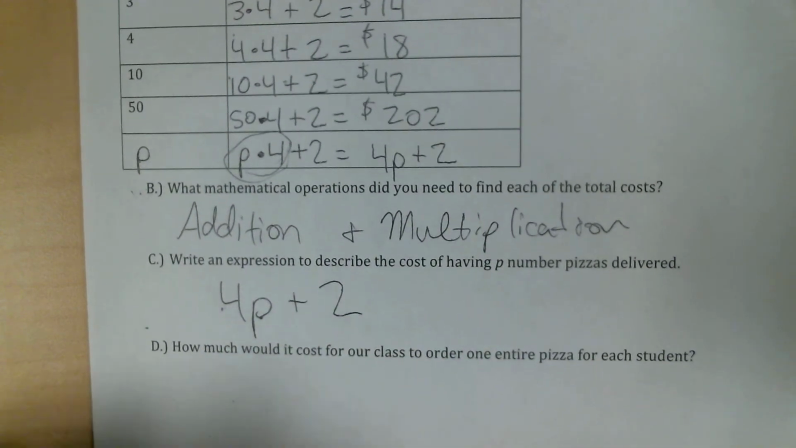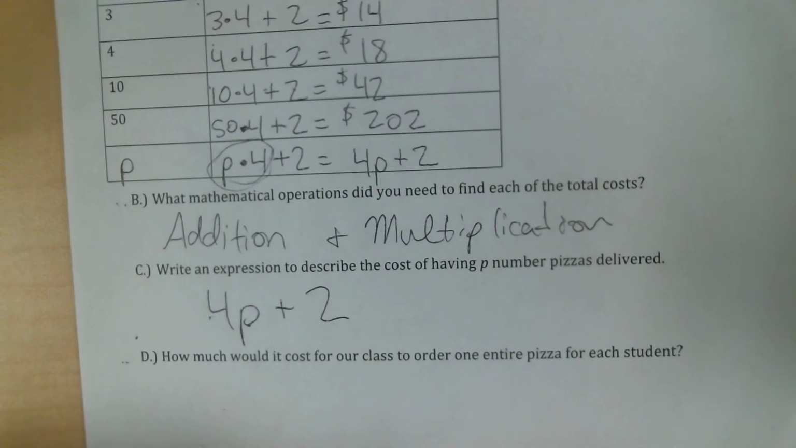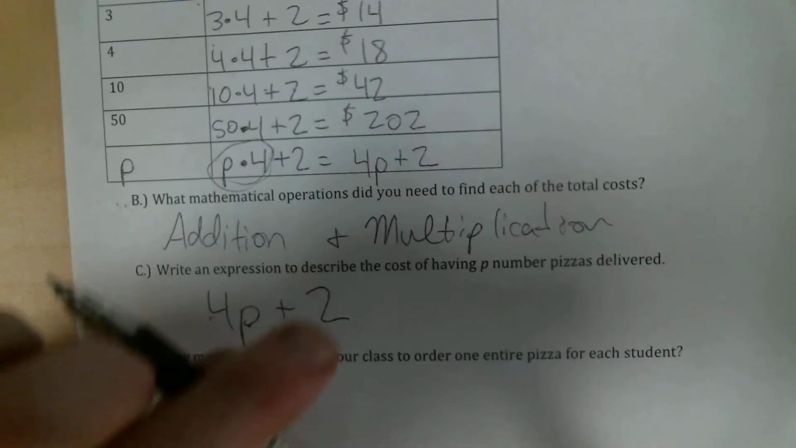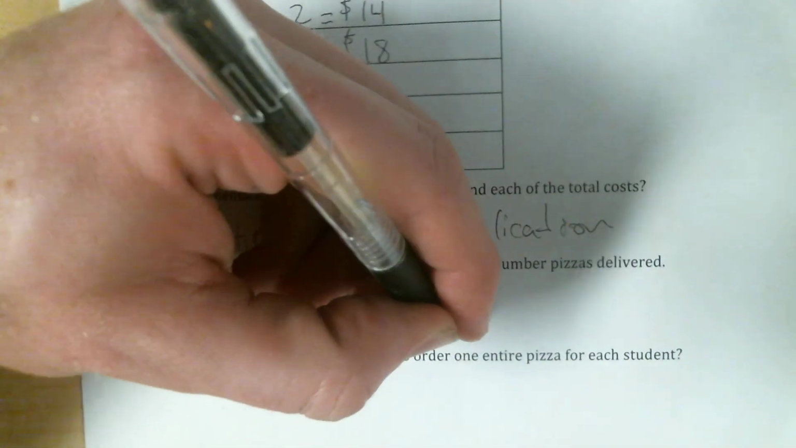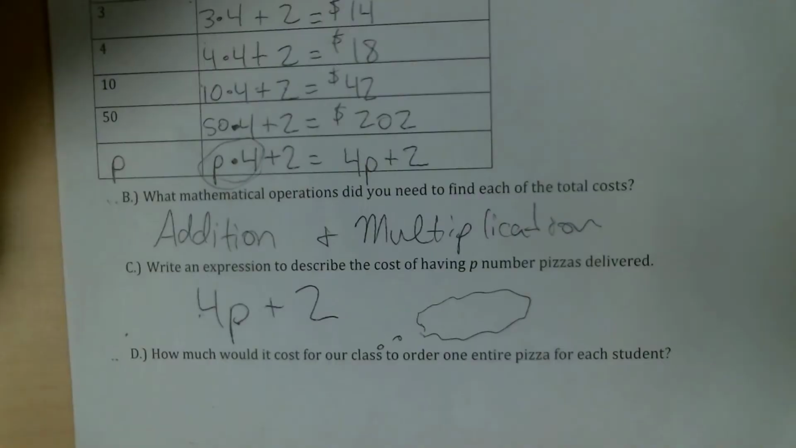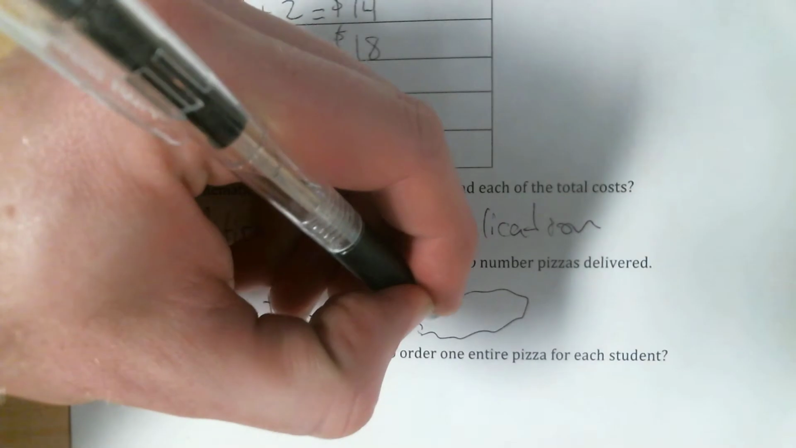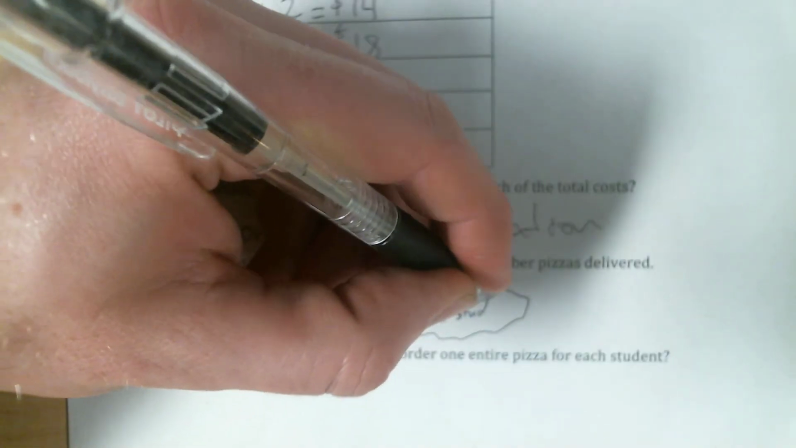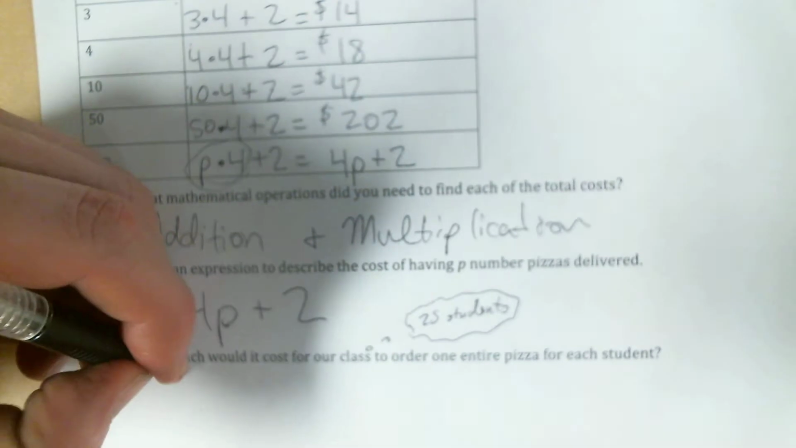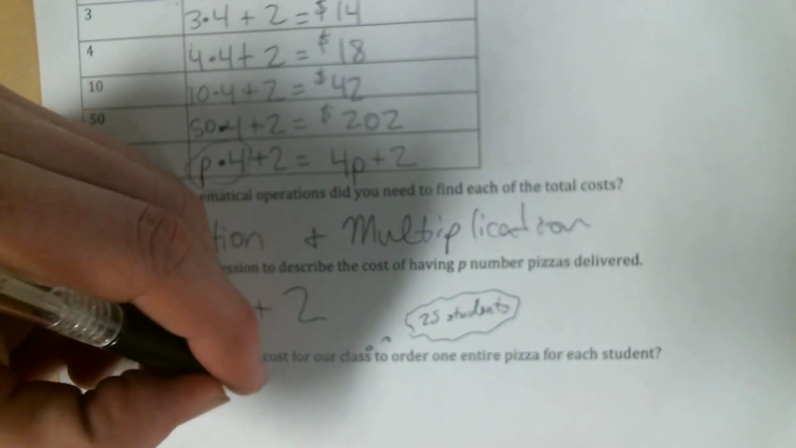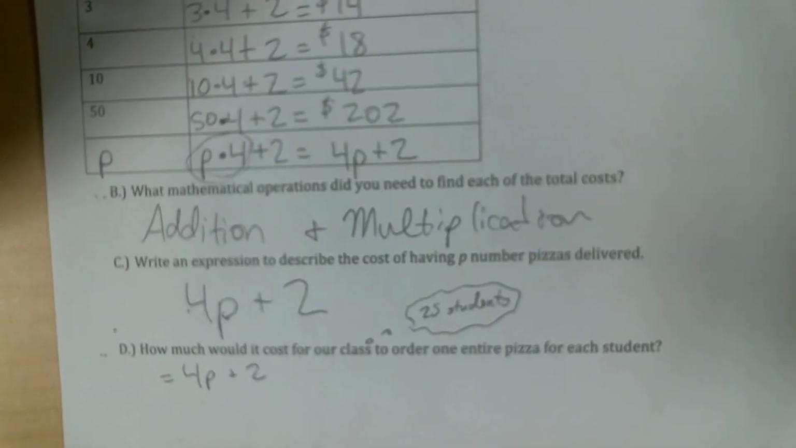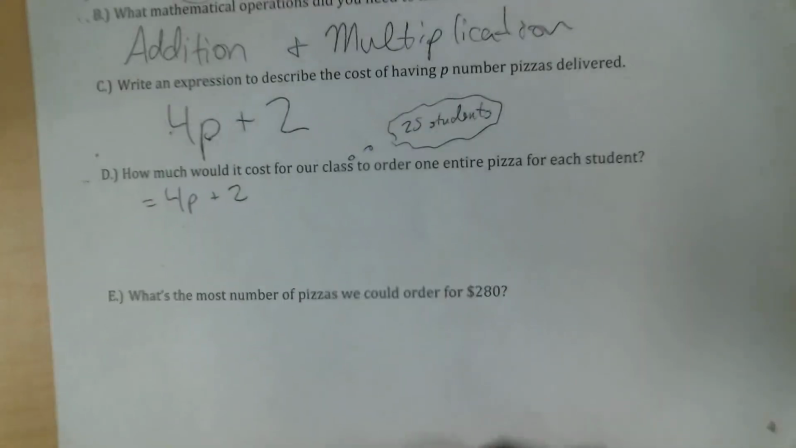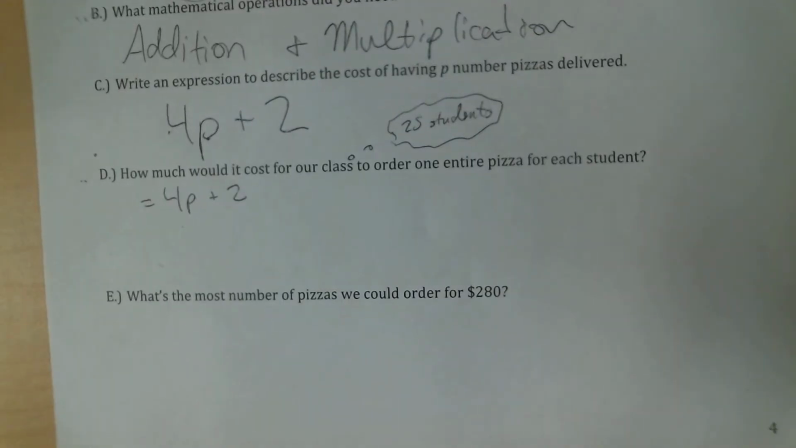So how much would it cost our entire class to order one entire pizza for each student? So let's say our travel group is 25 students. Use our expression to figure out how much it would cost for our whole class to have that much. Try and figure that out. Pause, come back and see what you got.